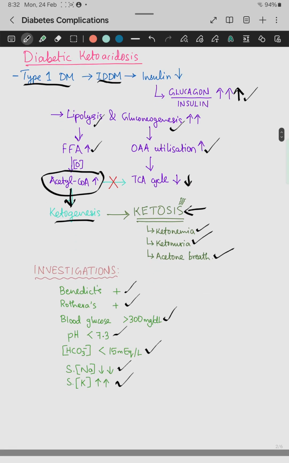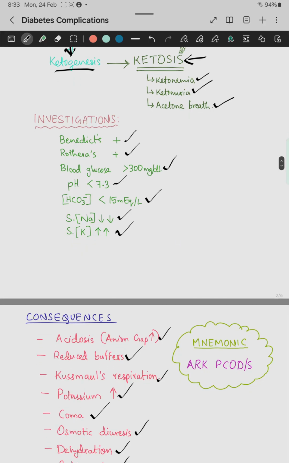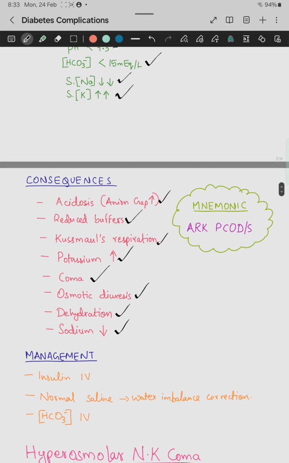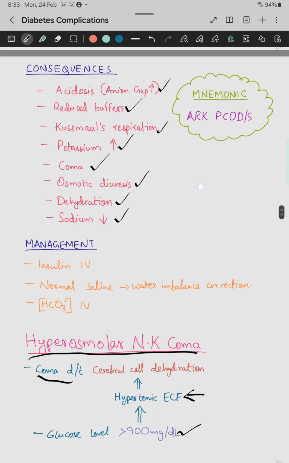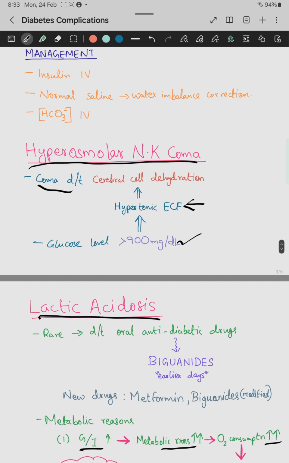Diabetic ketoacidosis is seen in type 1 diabetes mellitus. Ketosis is seen because more acetyl CoA enters into ketogenesis, so ketone bodies are produced excessively. The investigations are Benedict's, Rothera's, pH less than 7.3, sodium concentration decrease, potassium concentration increase. Now the consequences of diabetic ketoacidosis, that is DKA: increased anion gap, reduced buffers, Kussmaul respiration, etc. So the mnemonic is ARK PCODS. Now management: insulin IV, normal saline, and bicarbonate IV.